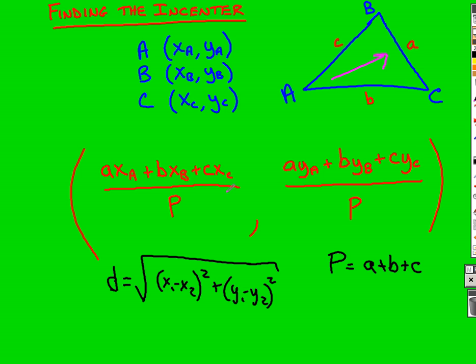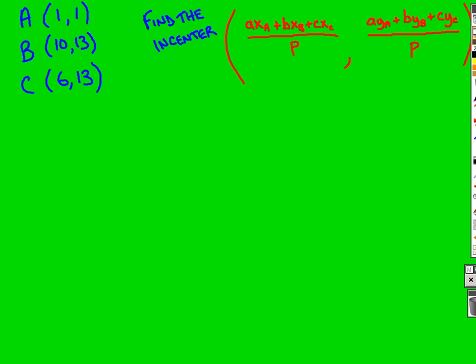Then if we divide it by the perimeter, which we know the distances, we got the perimeter, then I can find the x value, and doing the same with the y, I can find the y value. Confused much? Don't blame me. So let's just look at an example and how we're going to do it.